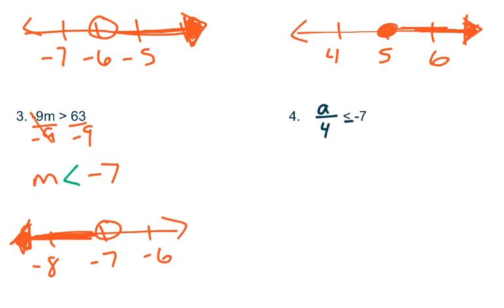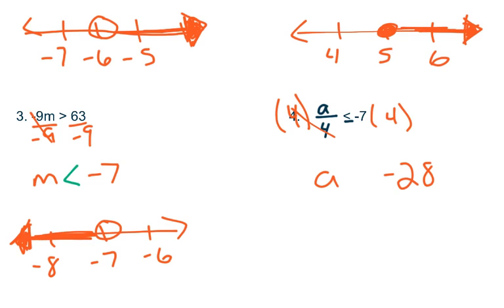And number 4, a over 4 is less than or equal to negative 7. So I've got a, dividing it by 4. So to undo dividing by 4, we need to multiply by 4, both sides. Those 4's cancel. Negative 7 times 4 is negative 28.